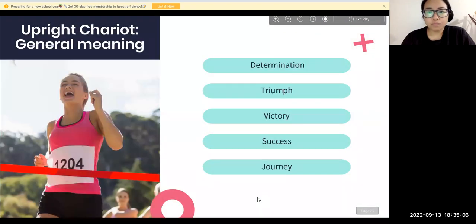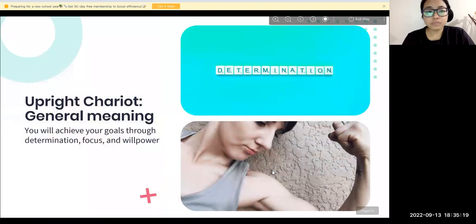So if this card is coming in a general reading, it simply means determination, triumph, that is success, victory, and your journey from leaving your past and moving ahead in life. So this card definitely means that you will achieve your goal, you will achieve everything you want to achieve through your determination, focus, and your willpower. Now, this determination, focus and willpower that you have is one thing; the chariot is telling you that it's time for you to start managing all of it.